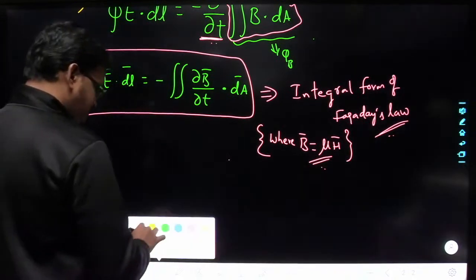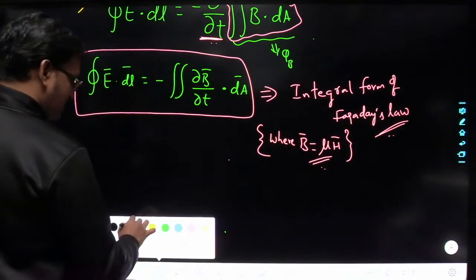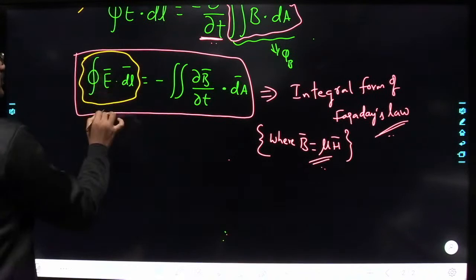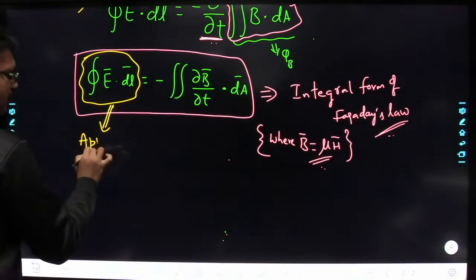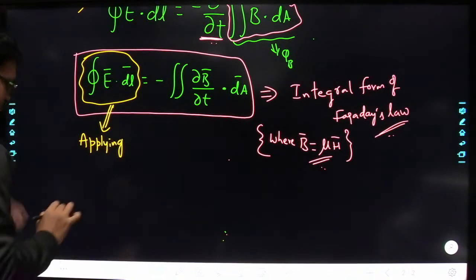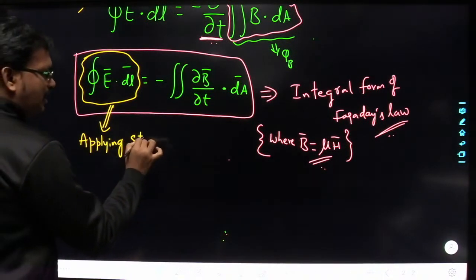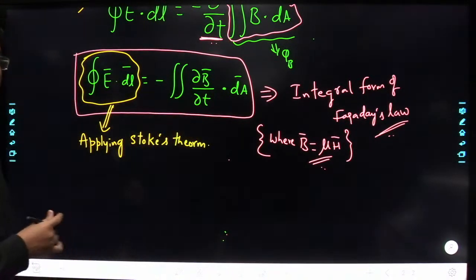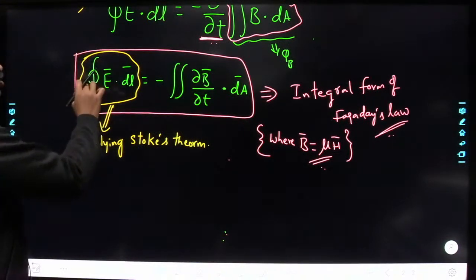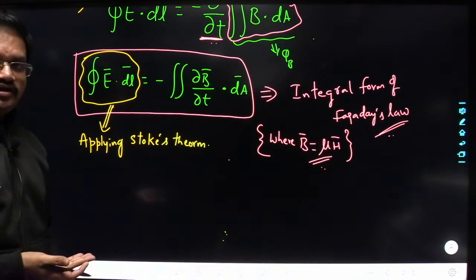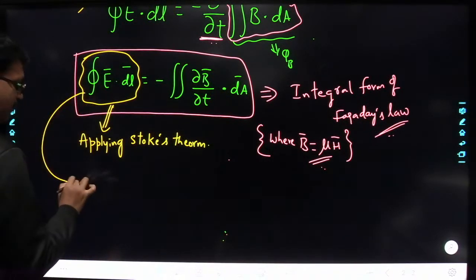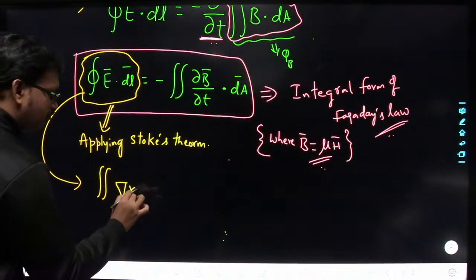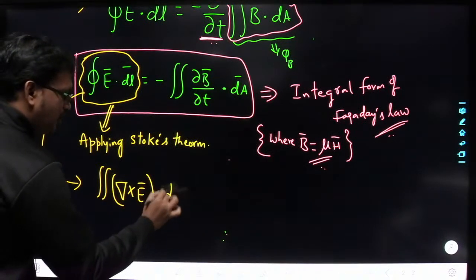Now, for this LHS side, I am applying Stokes theorem. By applying Stokes theorem, we can convert the closed loop line integral into a surface integral. So by applying Stokes theorem, I can represent this LHS side as the double integral of curl of E bar dot dA bar.